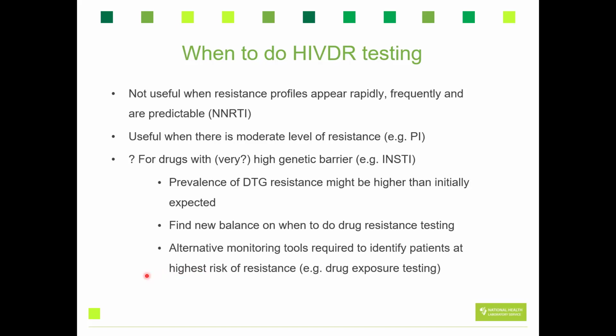And then maybe we should start thinking about alternative monitoring tools to actually identify patients that are at the highest risk of resistance. It's extremely difficult. Adherence measurement is like the hardest thing, and I applaud all of you who try to figure out if the patient is telling you the truth or not. But there are some indications that maybe drug exposure testing, so a drug level testing, it's not good for individual therapeutic drug monitoring. So don't use it to see if the patient has enough drug to actually suppress the virus.